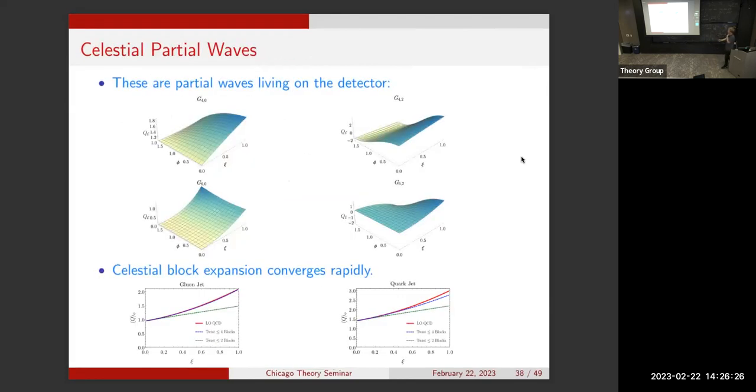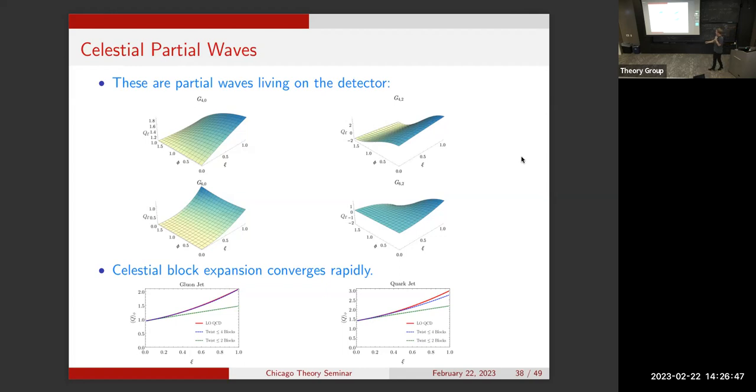And so what one can do is really just plot these. These are particular functions, which should be thought of as partial waves on the detector. You can see that these ones over here have some non-trivial transverse spin, and so they have some angular modulation. One thing which is quite neat is that this celestial block expansion actually converges quite rapidly.